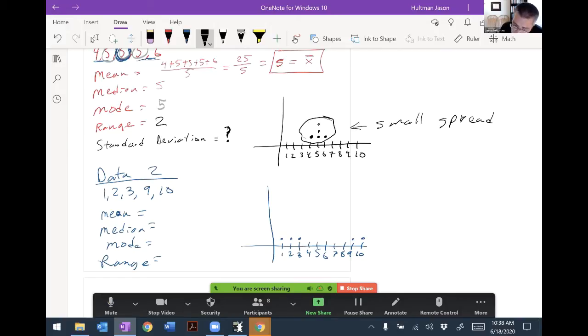This has small spread. Things that have small spread are very close together. We say that has small variation. Things that have small spread have something called small standard deviation. Small spread, items bunched really close together, small standard deviation. Now, what about data set 2? Does data set 2 have large spread or small spread?